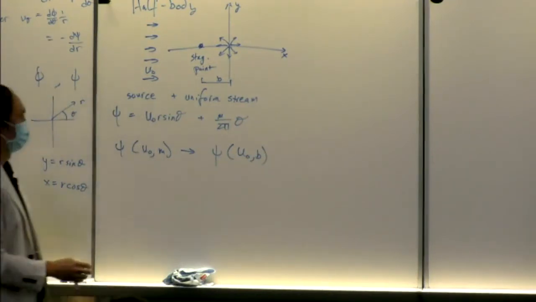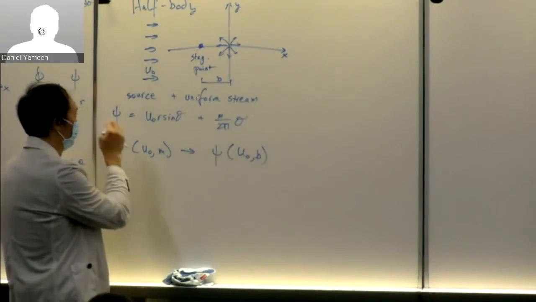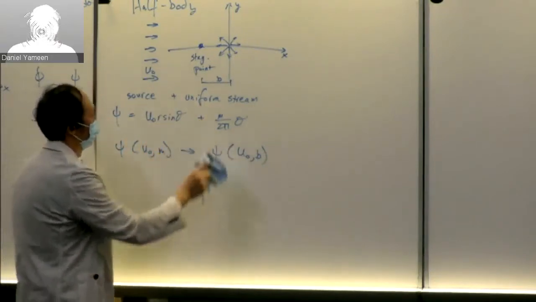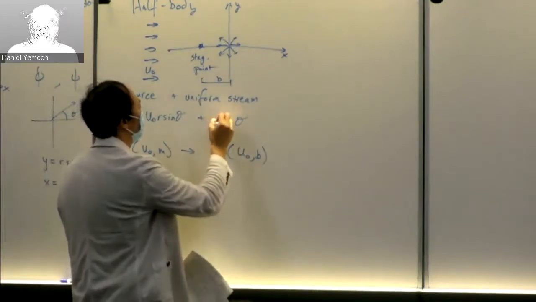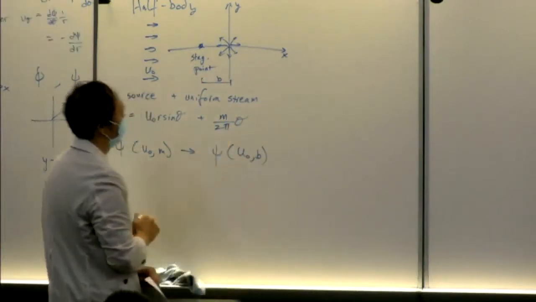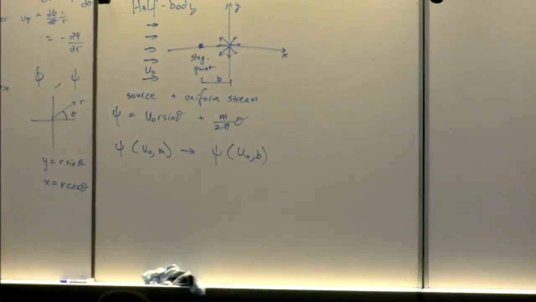What's that term in the numerator? It's like something over 2 pi. M. Oh, M. lowercase m. Like M&Ms. I saw some M&M people dressed up for trick-or-treat. Yeah, M. It's for strength.